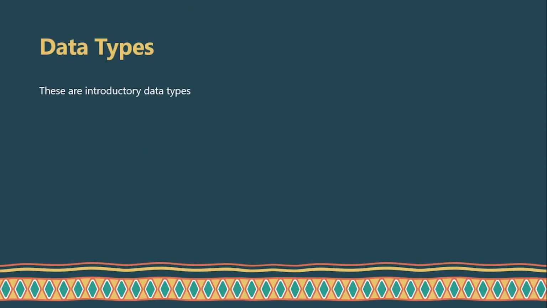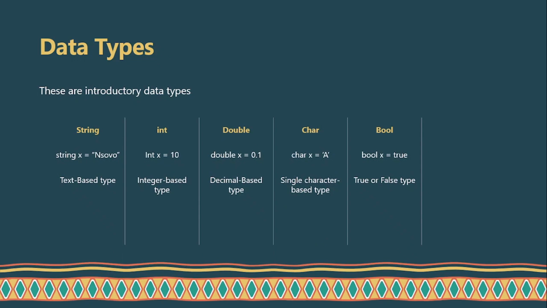There are different kinds of data types, right? So in this stage, I am just going to show you the data types that you're going to be using very often in your programming career. There is what we call a string. A string is a text-based type. For example, string X equal to Nsovo. Remember in the last video, we said strings should be enclosed within two quotes, right? So you see those double quotes before and after my name, that's how we write strings. So every time you write anything text-based, you know that you're working with a string.